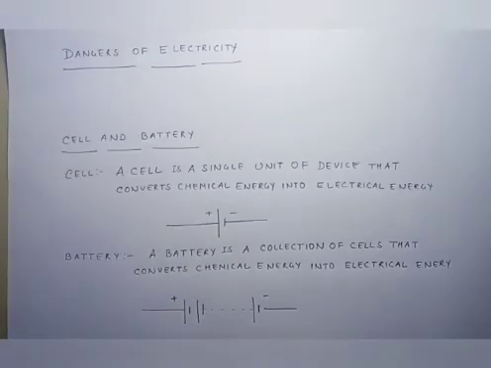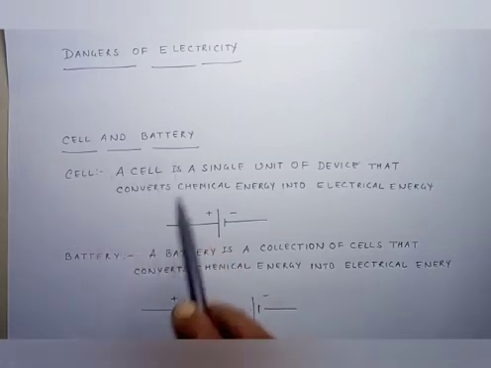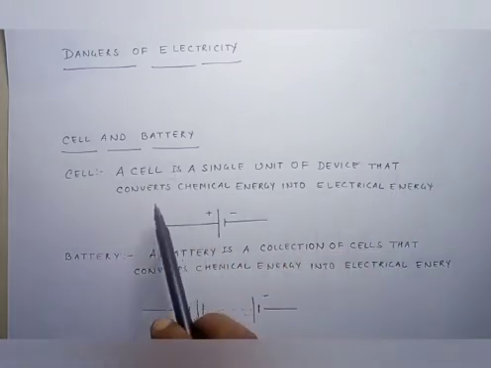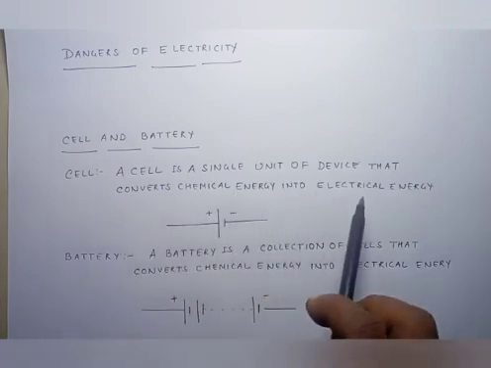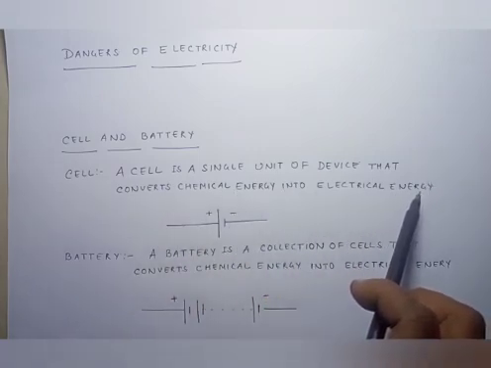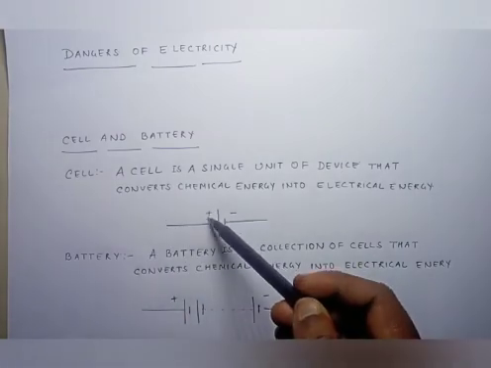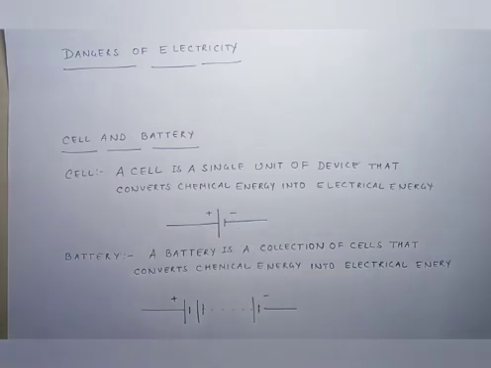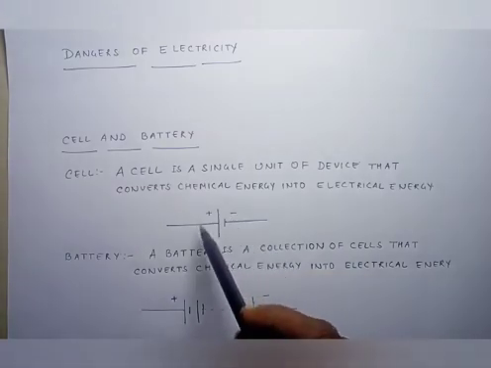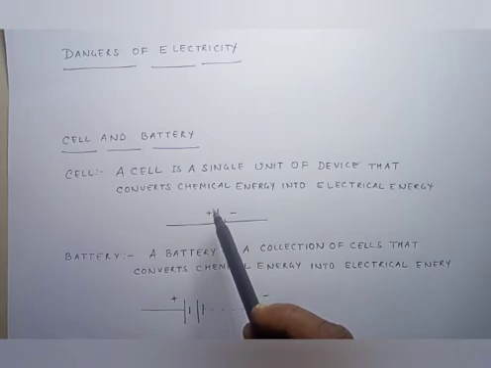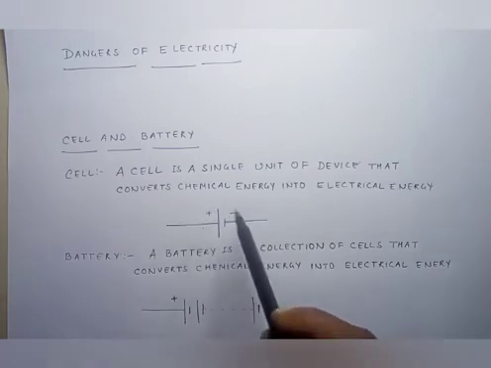Let us move to another topic, that is cell and battery. What is a cell? A cell is a single unit of device that converts chemical energy into electrical energy. Over here I have drawn a diagram of a cell. It consists of a positive as well as a negative sign. So when the circuit is completed, we can burn a bulb or light a fan, anything.